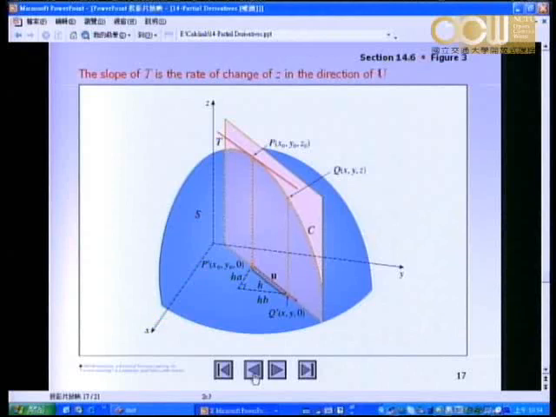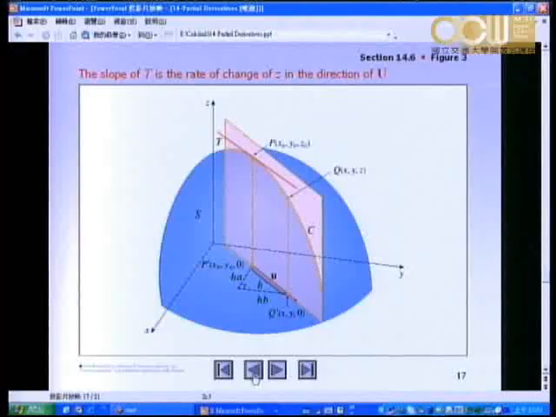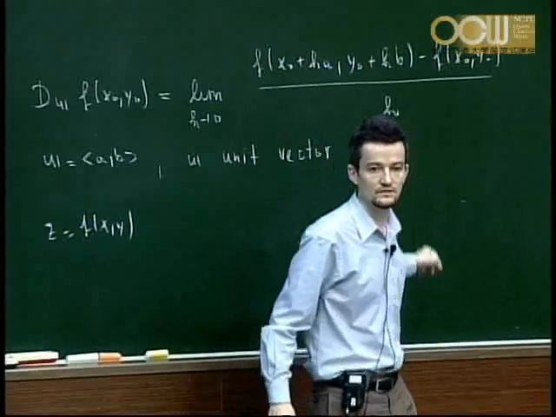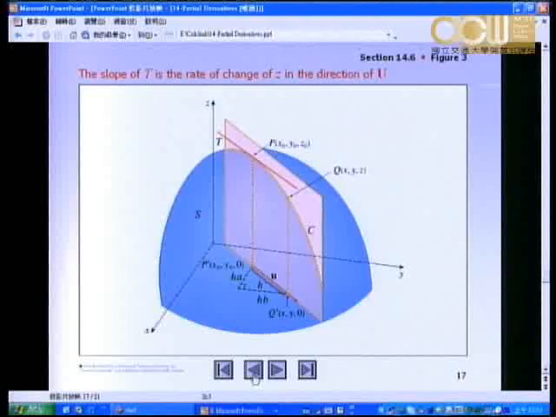Now, since u is a unit vector, h is the length of the vector h times u, which is equal to the length of the projection, the vector P prime Q prime. Otherwise, if u is not a unit vector, it's not necessarily true, and you have to change the denominator. That's the reason why we need that u is a unit vector. This is important here.